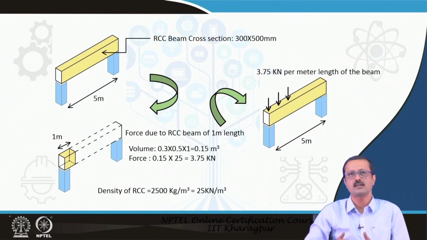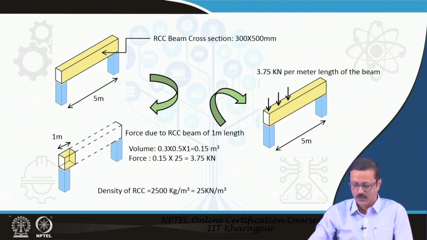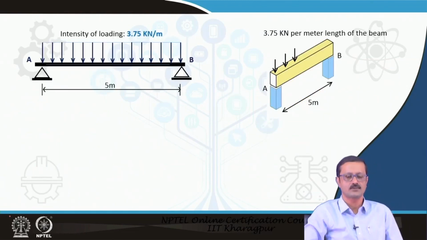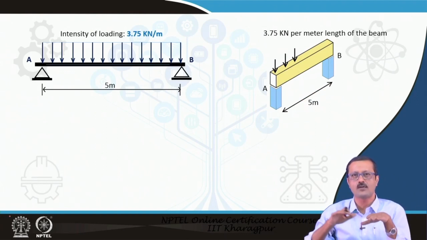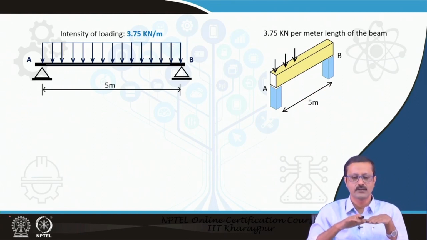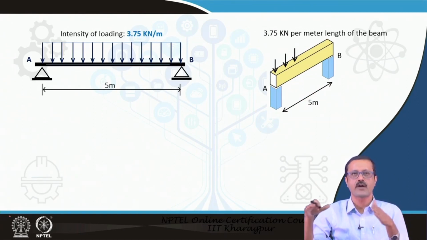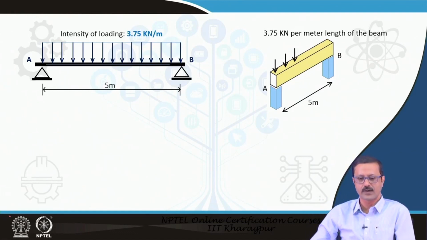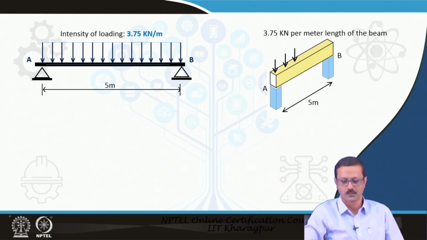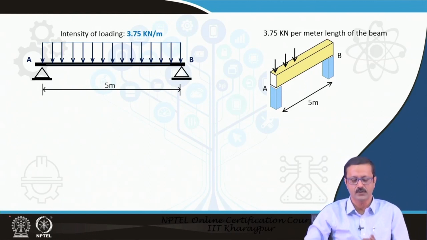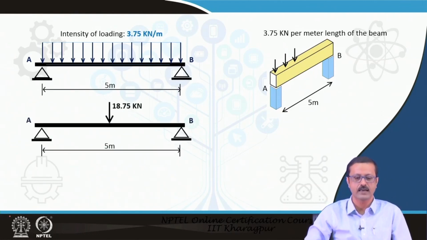So, per meter length it is 3.75. So, I can also write in this form that this is under a uniform distributed load. The load is uniformly distributed from point A to point B over the span of 5 meter with an intensity of 3.75 kilonewton per meter. Now, from that point of view, how can I find out this R A and R B?